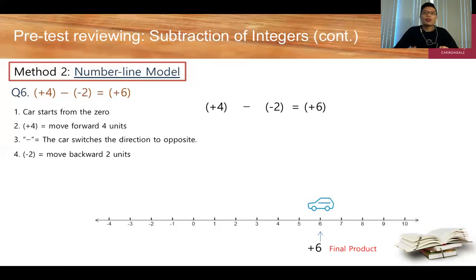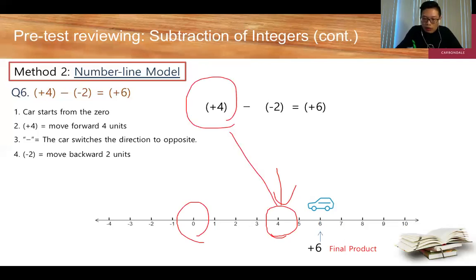Okay, I know some of you used the number line model in the pretest. I think it was very good. But in this case, you started the car at +4 position, okay? I would suggest you start the car at 0 instead of starting at +4. I know you think +4 here, so you place your car to start here. But I would suggest you start from 0.